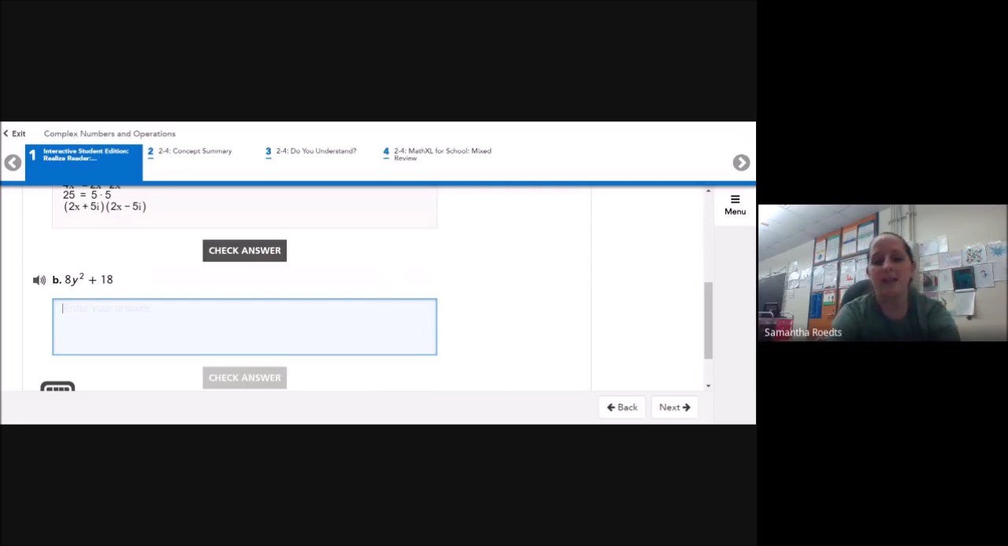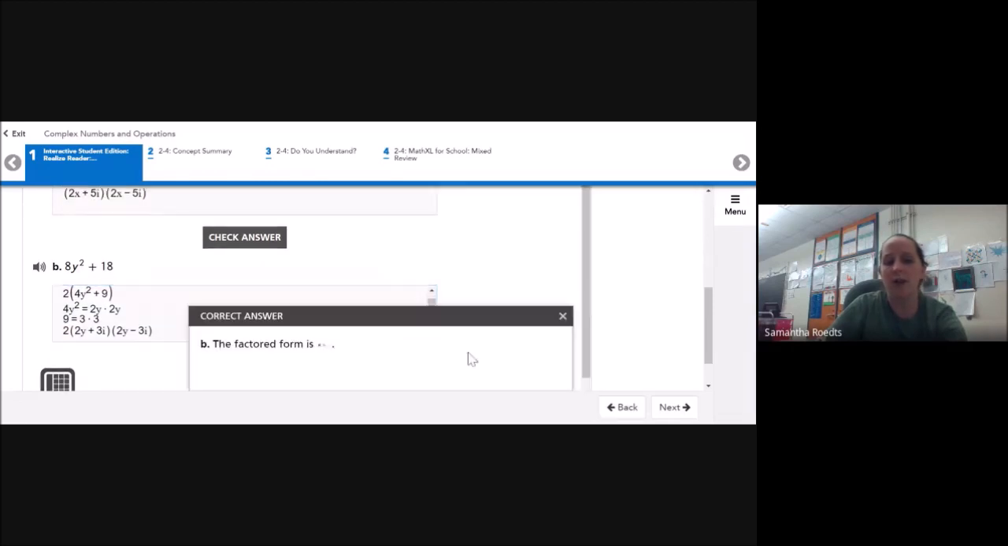8y squared plus 18, I can factor out a 2, which gives me 4y squared plus 9. 4y squared and 9 are both perfect squares, so 4y squared equals 2y times 2y, and 9 equals 3 times 3. So when I factor this out, I get 2y plus 3i times 2y minus 3i. So I get 2 times 2y plus 3i, because I factored out a 2 in the beginning, times 2y minus 3i.